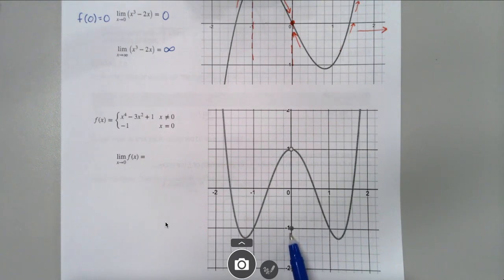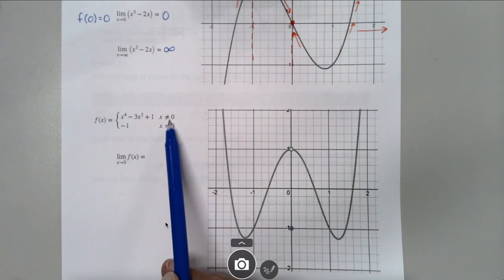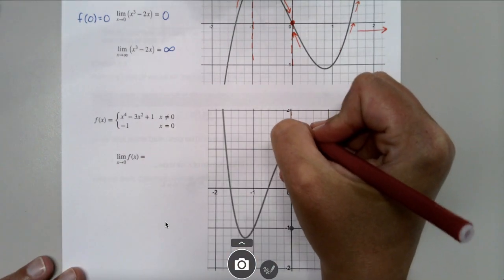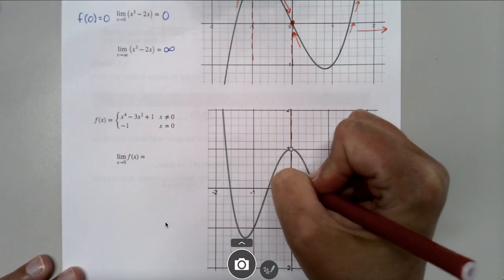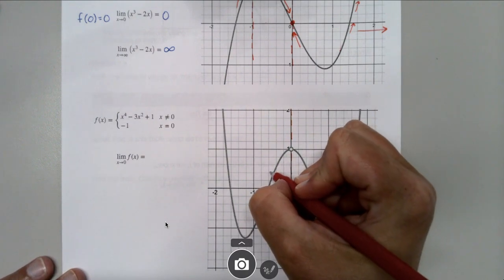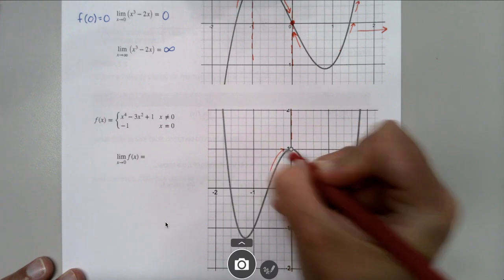Okay? And so the interesting place to actually talk about a limit is at that value x equals 0, because that's where there's a break in the graph, right? So if I do the same thing, if I say that I'm approaching 0, so here's where x is equal to 0, I'm going to approach from the left, I'm going to approach from the right.